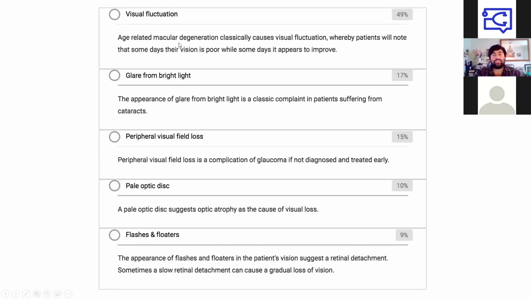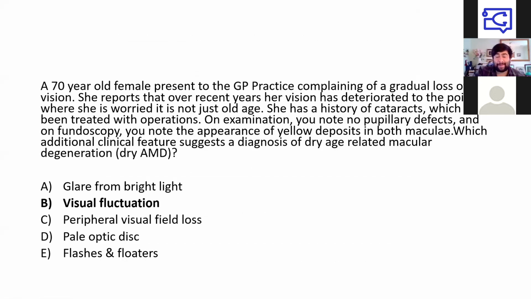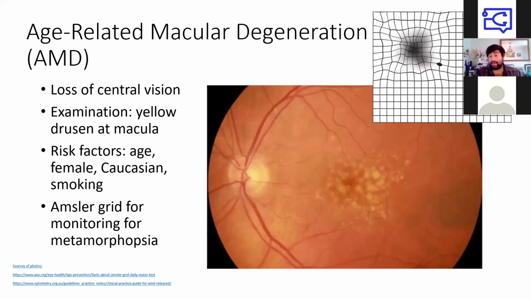So the correct answer is visual fluctuation, which is the suggestion that patients' vision seems better on some days and a bit worse on others. It's not a classical thing I've actually come across. When I first did this SBA, I picked B because I thought it meant metamorphopsia, which is a very specific feature that you will see in AMD. We'll go into that in a second, but it's not.